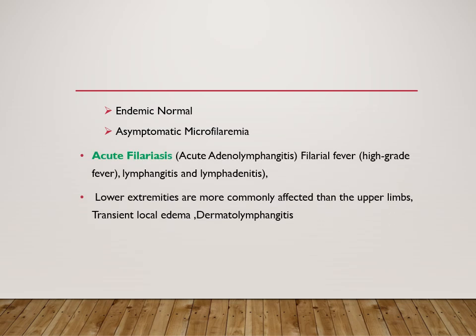Now, acute filariasis. In the acute presentation, usually the person presents with high grade fever, and along with that lymphangitis and lymphadenitis. So there is only inflammation, and the lower extremities are mainly affected, more than the upper limbs. There can be transient local edema and dermatolymphadenitis.